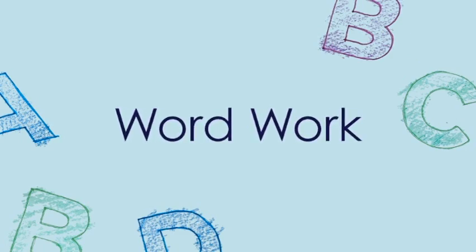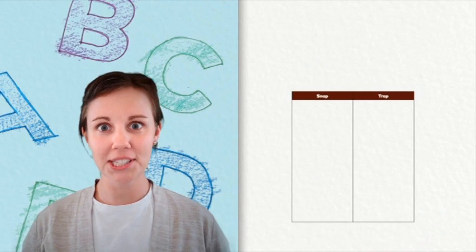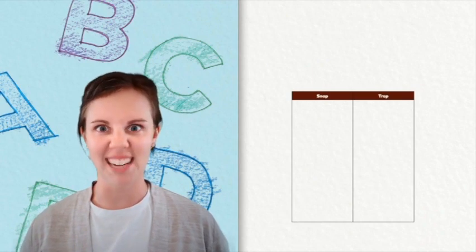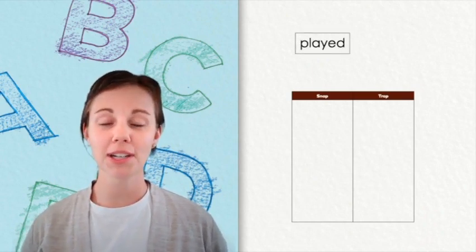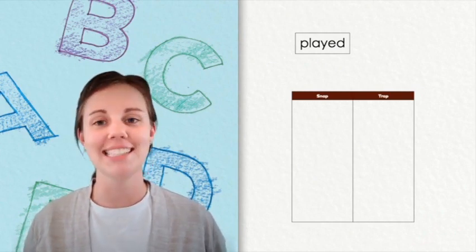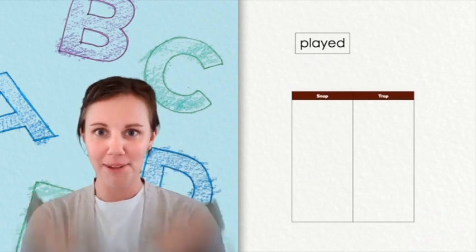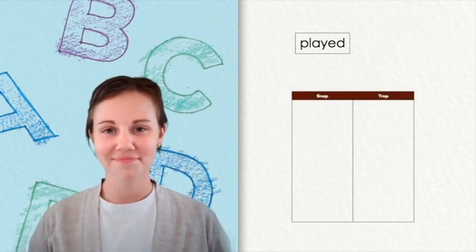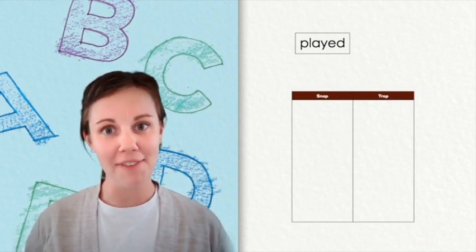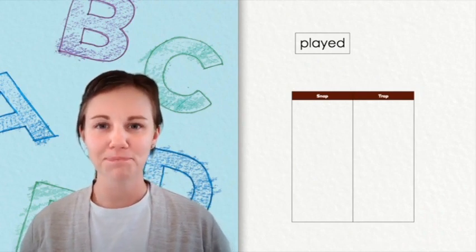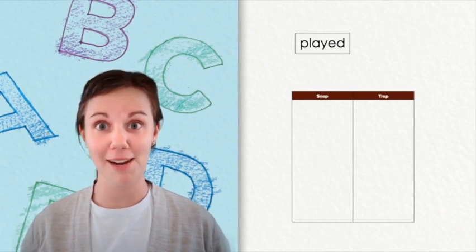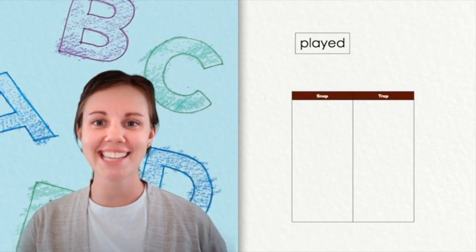Word work! Here's our snap and trap chart once again. Let's take a look at each word and decide if they're following our rules or not. This first word says played. Take a look at the spelling patterns you see and decide if it's a snap or a trap. I see it too. We see our AY vowel team making the long A sound. And we see our ED suffix, played. It's making one of its three sounds. That word is a snap.